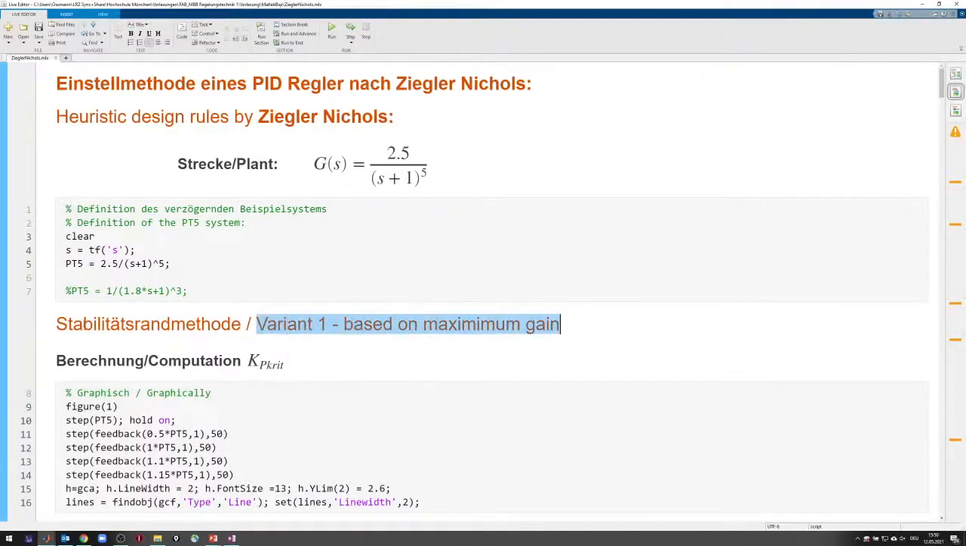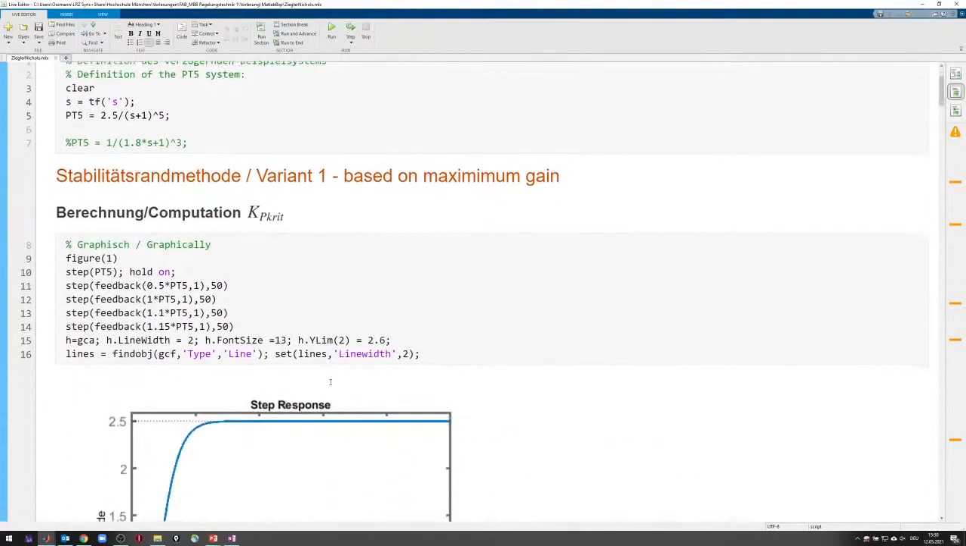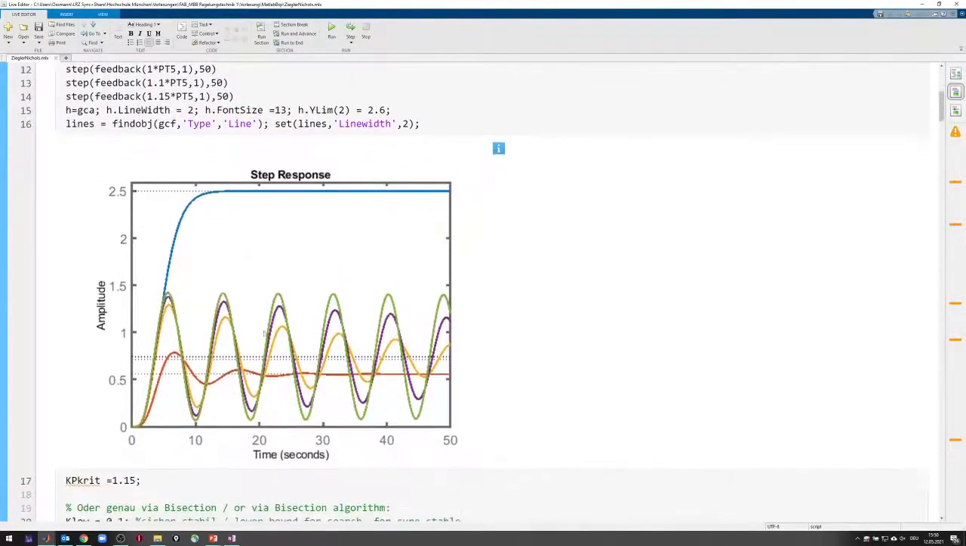So, okay, let's start out with this first variant, which is based on this maximum gain. In German, you would say Stabilitätsrandmethode. In English, you just call it based on the maximum gain, because it is the maximum gain which you need to drive your system to instability. Okay, so the blue line, this is your open loop system response. So you don't have any controller here, right? We know that. That's what you have seen in the lecture.